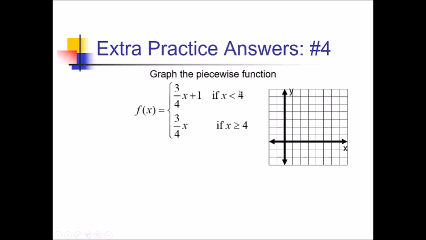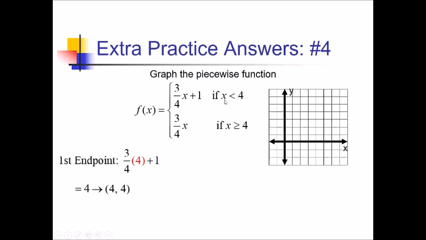So if I plug 4, my border value, in for x in this first rule, that'll tell me the y value that this thing is heading towards. So let me do 3/4 times 4 plus 1. 3/4 of 4 is just 3, plus 1 gives us 4. So this means that this first rule here heads towards the point 4, comma 4.